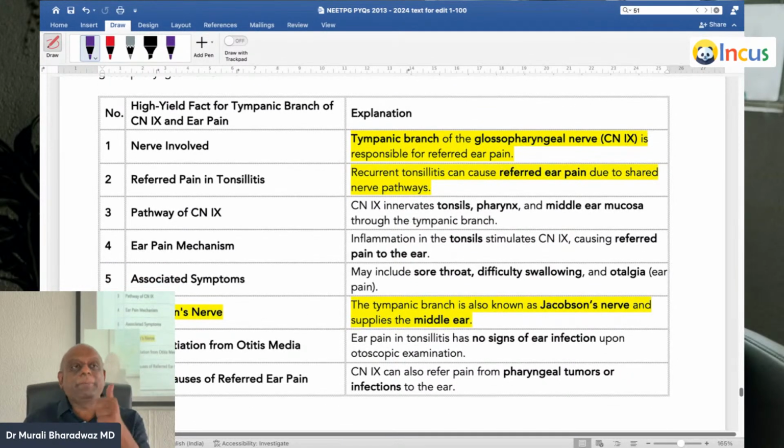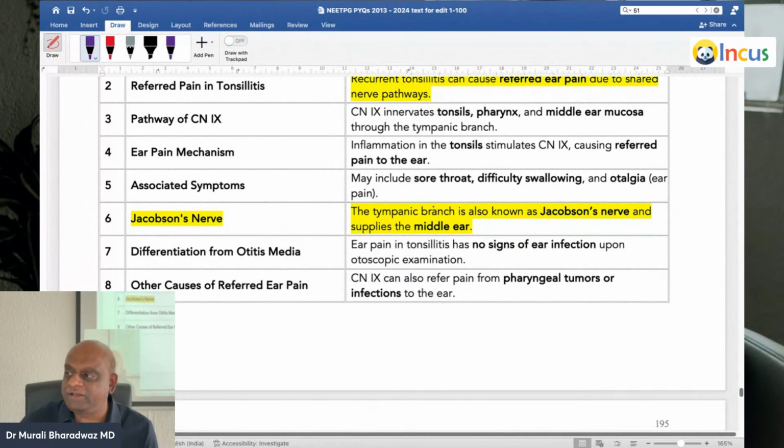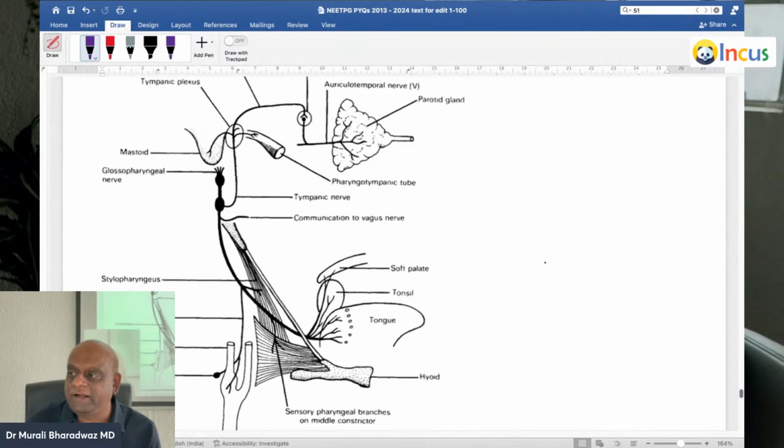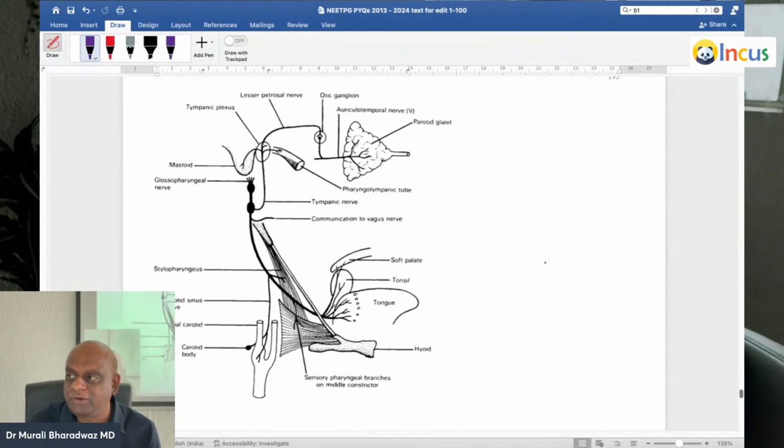So the tympanic branch of the glossopharyngeal nerve leads to referred ear pain. And what is the other name given for this branch of the glossopharyngeal? Jacobson's nerve, which supplies the middle ear. So this is a very important thing that you need to learn, doctor.